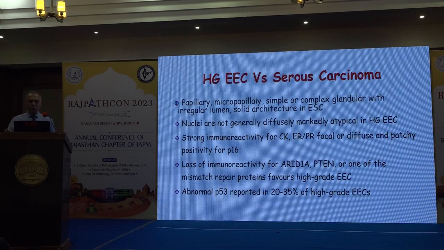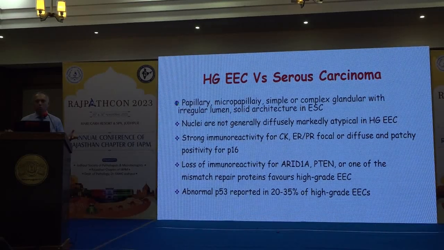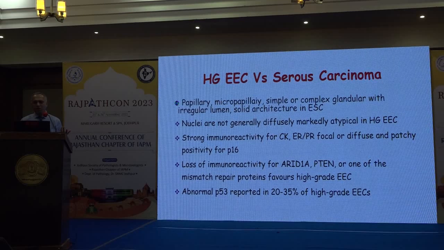So I have already told you some of the morphological features which help you differentiate between a high-grade endometrioid and serous carcinoma. With the molecular classification, this has in some ways helped us stratify them better, because both of them do not have a similar outcome as we previously thought. Nuclei are generally not diffusely markedly atypical in high-grade endometrioid carcinomas. I told you can do a CK, ER, PR, you can even do PAX8, EMA, all those things can help you. E-cadherin can also help you differentiate.